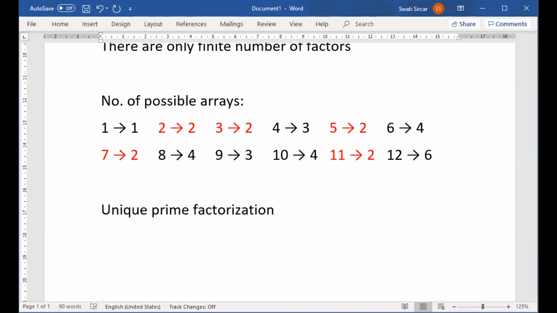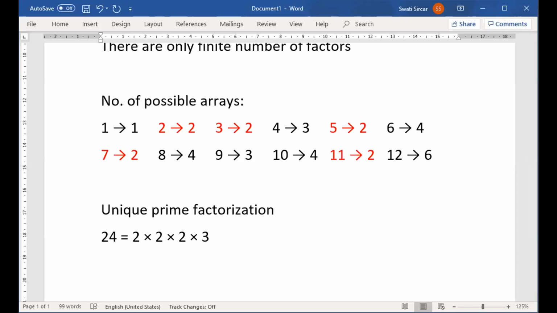Okay, so if you have any number, let's say 24, it can be written as 2 times 2 times 2 times 3, and this is unique. Once you order the prime factors, this is unique. There is no two ways about it. This is the only way you can write it once you order the factors from small to large.